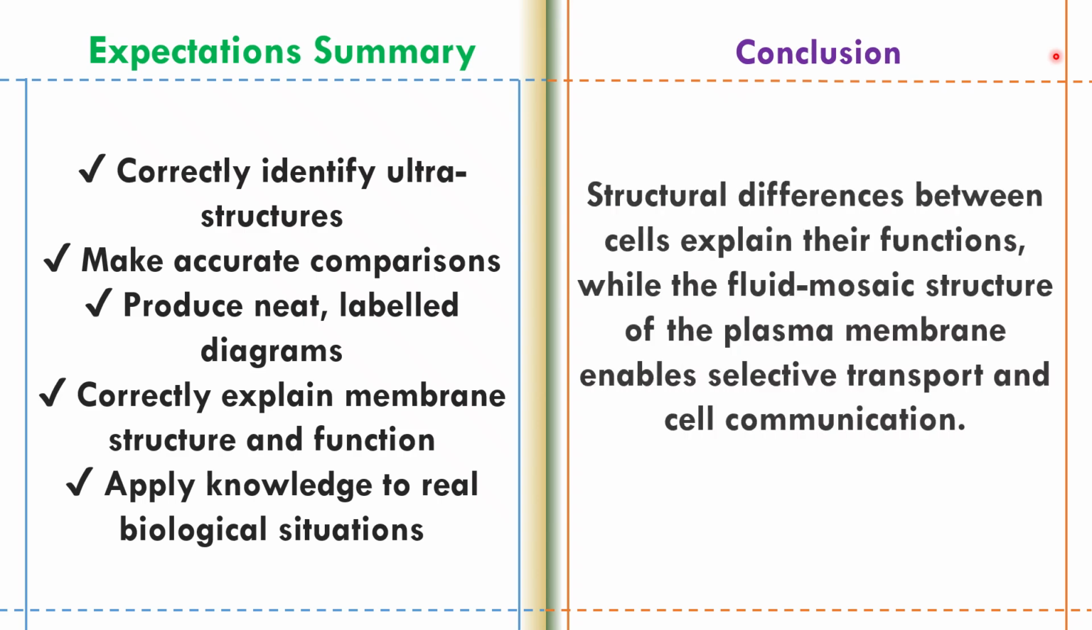Conclusion. Structural differences between cells explain their functions, while the fluid mosaic structure of the plasma membrane enables selective transport and cell communication.